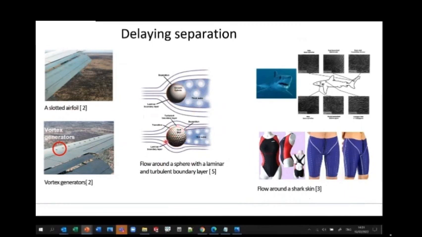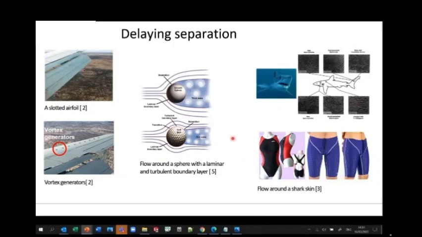So the example here is a golf ball that you guys are all familiar with. The flow again is introduced, the kinetic energy is introduced into the boundary layer, and therefore delaying the separation, and therefore reducing the size of the wake, and therefore the amount of drag which you would see on that object. And that's why golf balls have dimples in them. That's why you put dimples on golf balls so you can hit them further. So there's an example there.